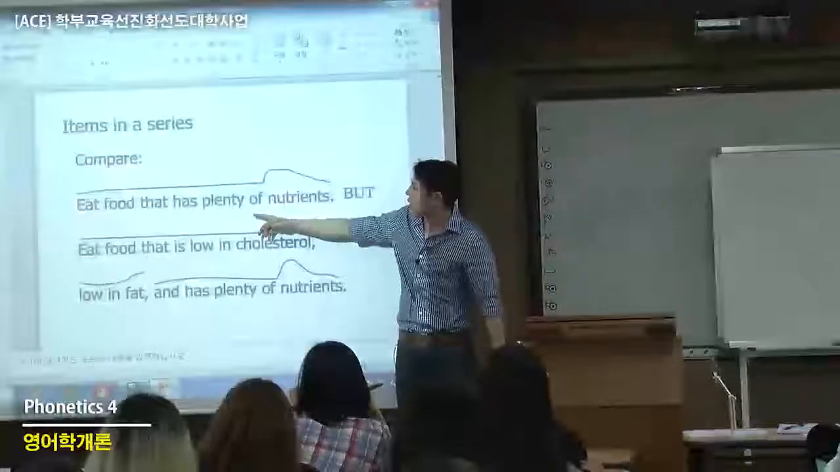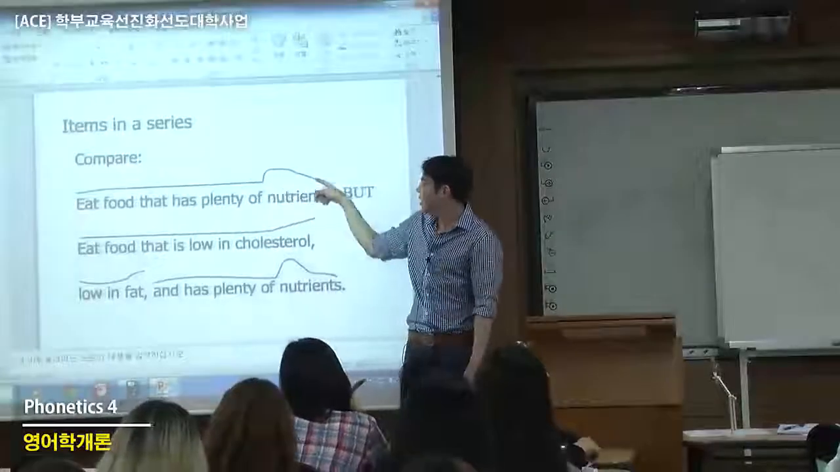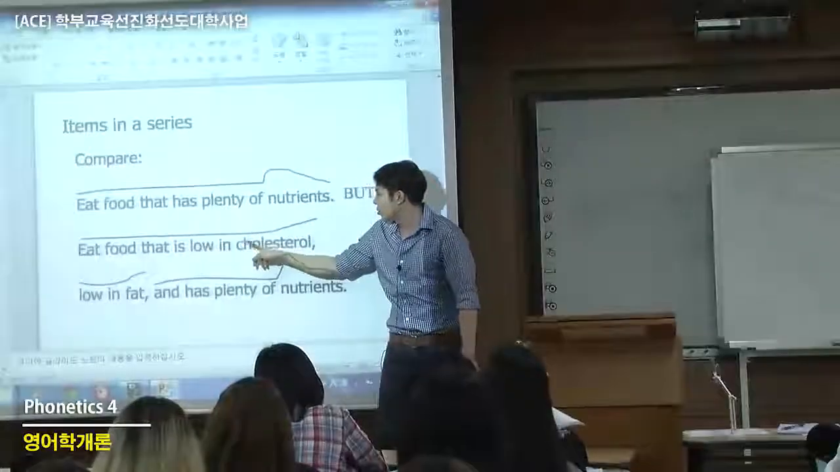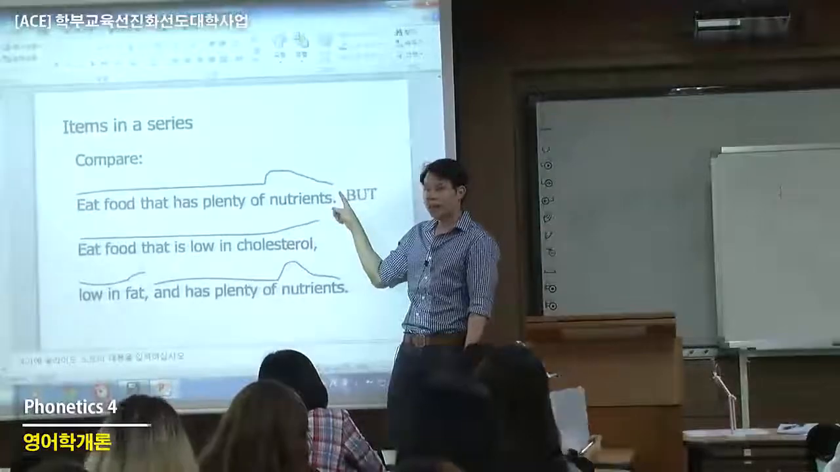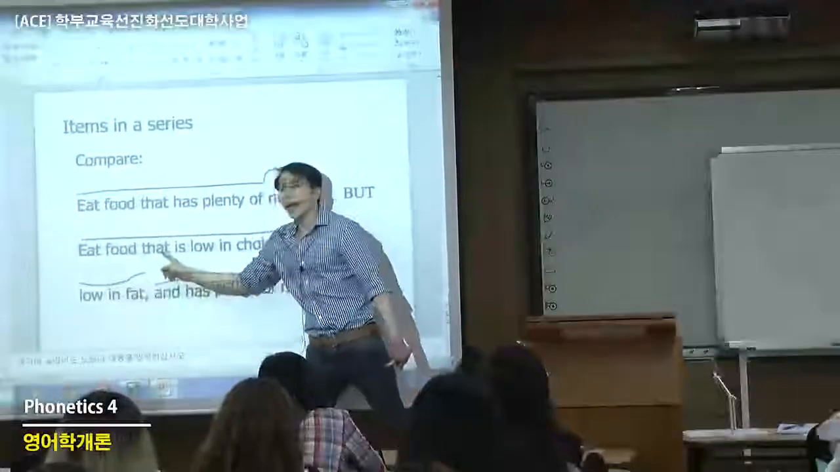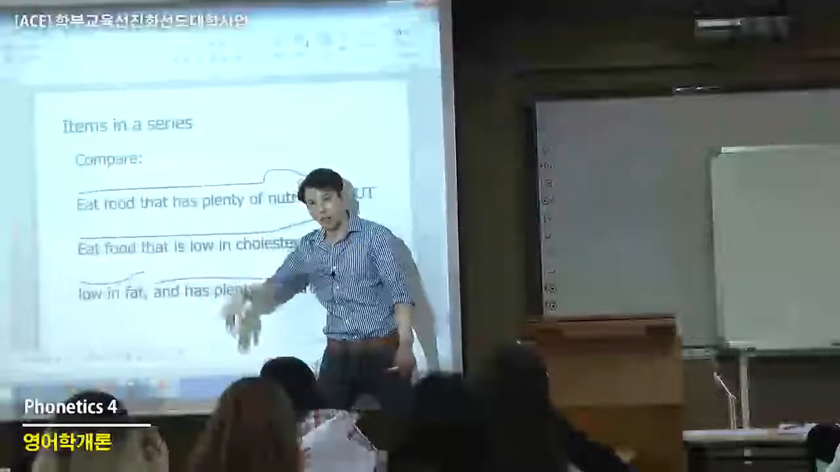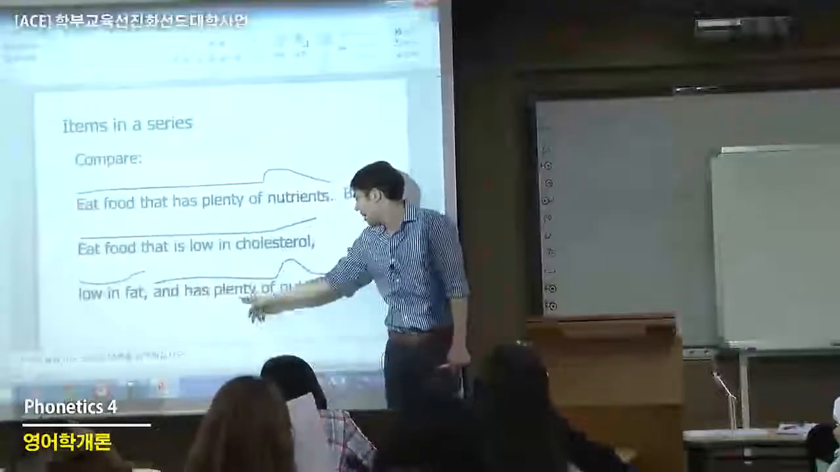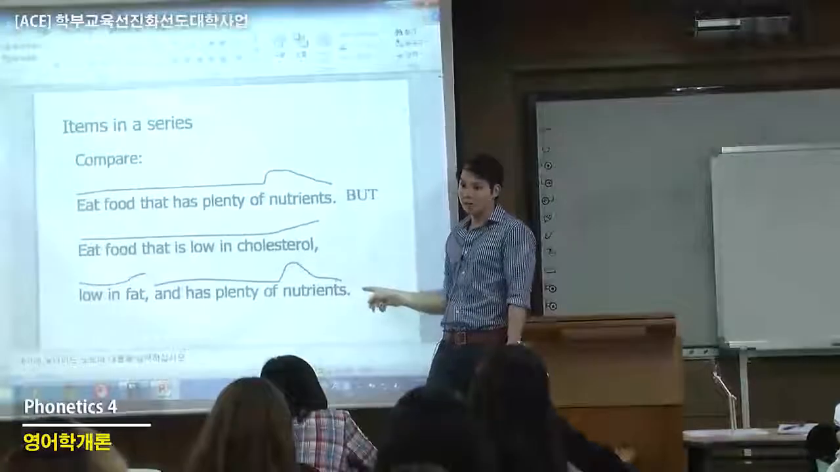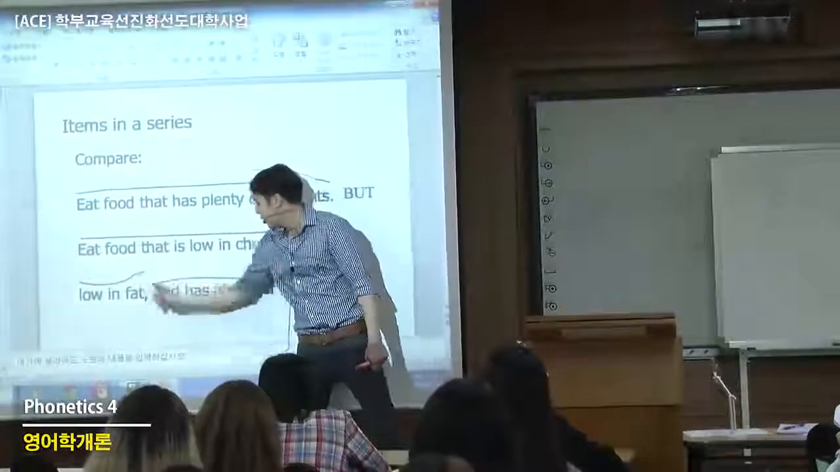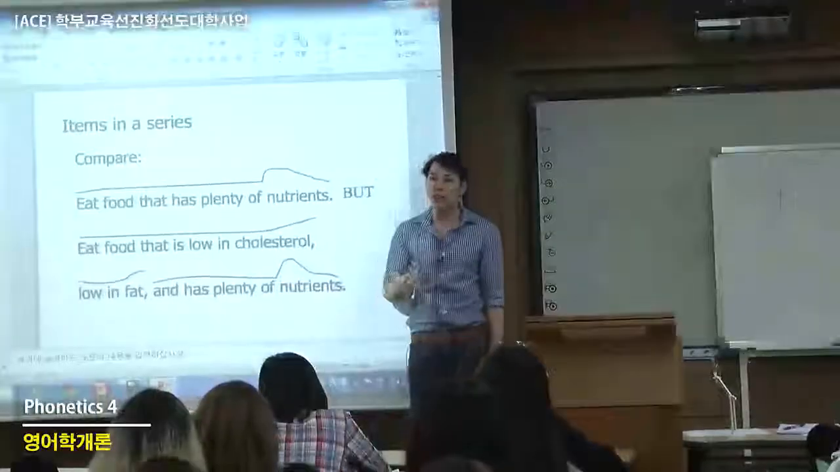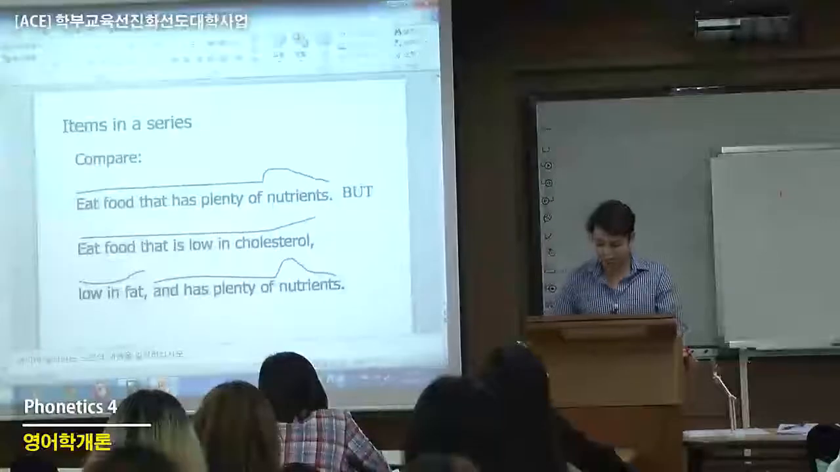For example here, eat food that has plenty of nutrients, but eat food that is low in cholesterol. Cholesterol, here rising, low in fat, and then not falling yet, and then and has plenty of nutrients, and then fall. Okay? Because you have the rising tones here because they are not finished, okay? There's something that's going on, okay?